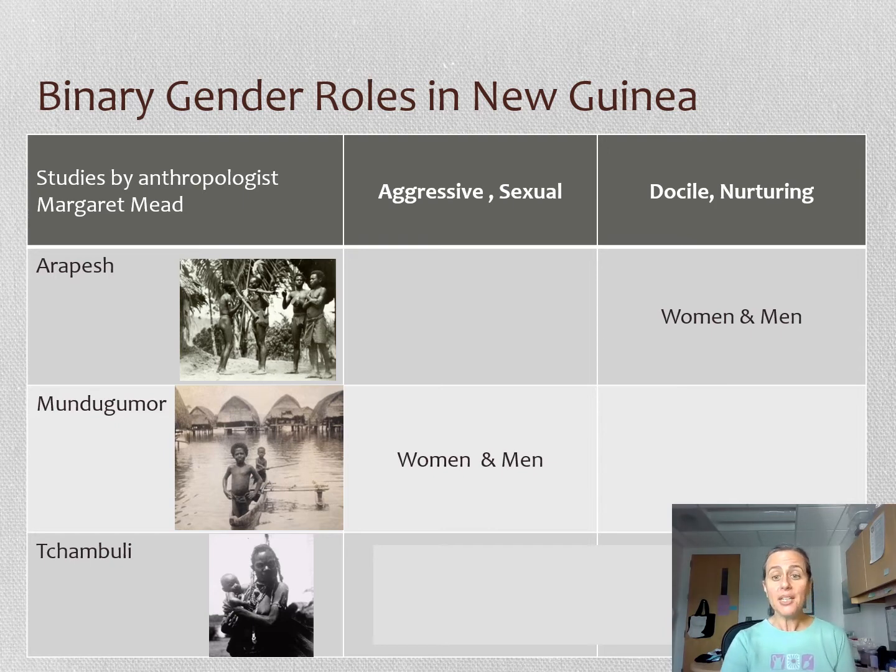And the Chambuli were the opposite of what we would typically see in a Western society. So the women in that society were very aggressive, very sexual, and the men tended to be more docile and nurturing. And she talked about how the men were very prone to gossiping with each other, and they were very interested in personal ornamentation, so fashioning beads or feathers or other things to be jewelry to ornament themselves.